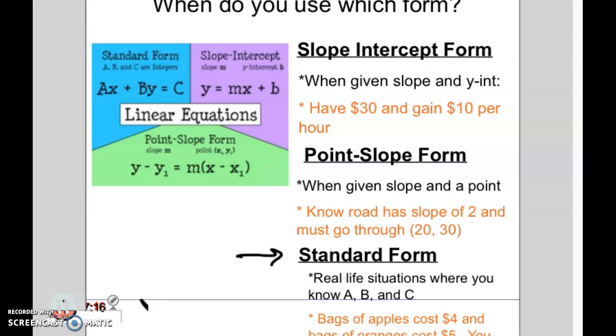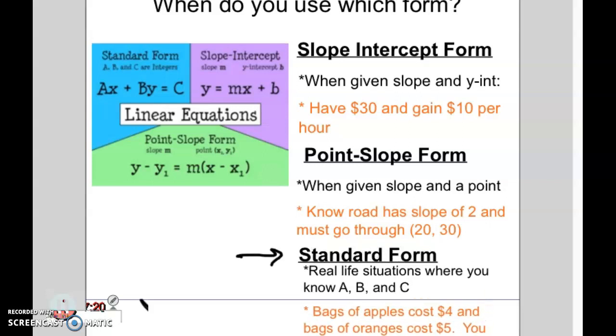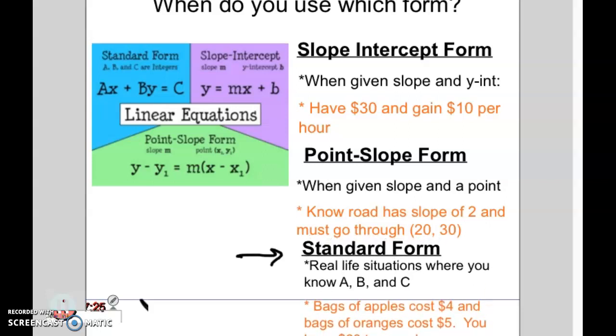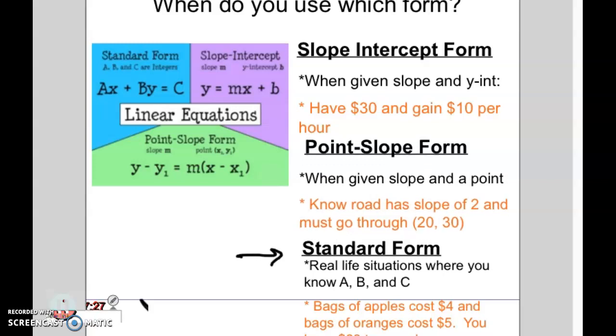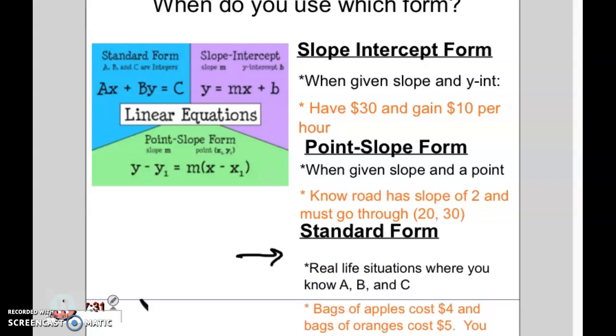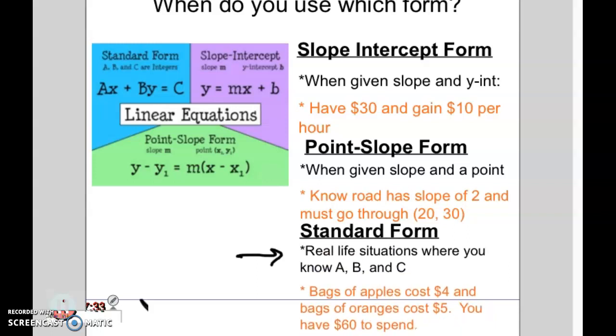Standard form is a little less obvious. Standard form is most helpful in real life situations, right, where you can't have any fractions of things. Standard form converts everything into whole numbers. And so if we have like bags of apples and oranges and costs, so we have some variables, and you can't really do halves of an apple when you're going out to buy an apple. Well, I mean, you could eat half of an apple, but you can't really buy half.